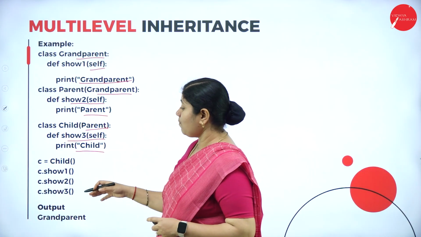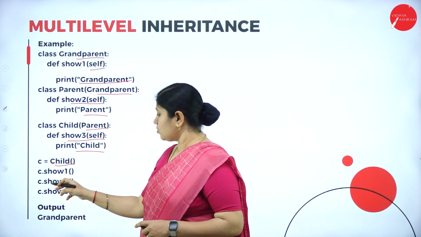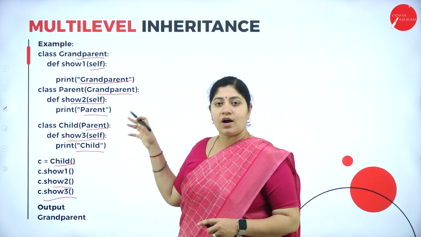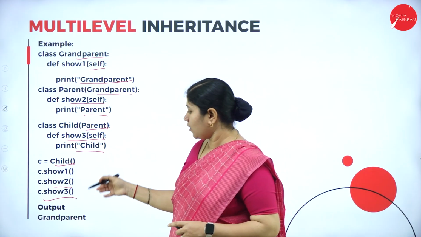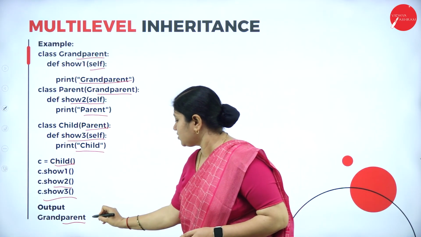Next, we can define the object, that is C equals Child(), C.show1(), C.show2(), C.show3(). After execution of this program, at the output we will get "Grandparent," followed by "Parent," and then "Child."